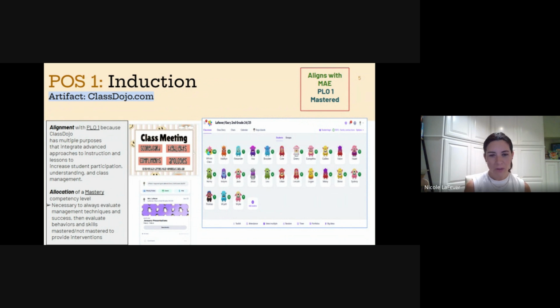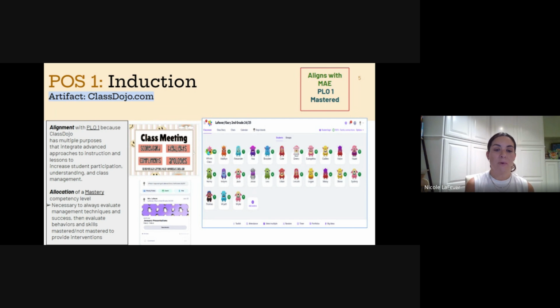Not only do I know about class management and I know how to introduce this program, but I feel like it's always necessary to evaluate, meet the needs of the learners and the families I have in my classroom, use the different management techniques to make sure that students are successful, and evaluate behaviors and skills, whether they are mastered using this type of program, how I initially set it up, or if I need to provide behavior interventions, academic interventions, and change the way I use this program.